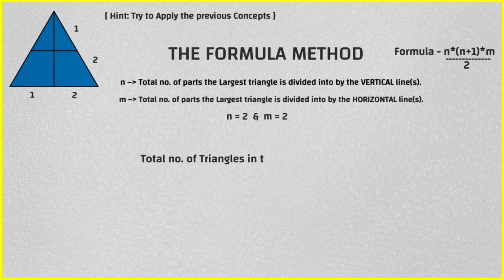Thus, the total number of triangles in this figure using the above formula is equal to 2 into (2 plus 1), which gives us 3, into 2, whole divided by 2, which gives us the total number of triangles equal to 6. This was the formula method.